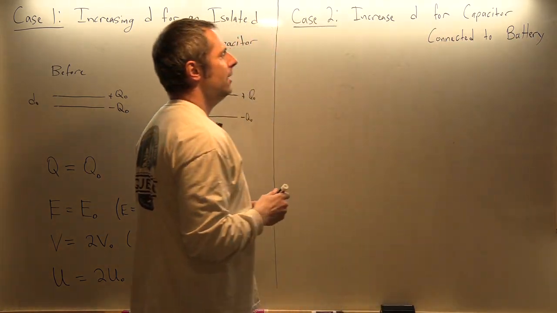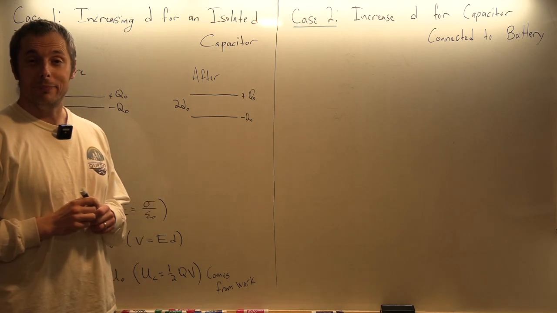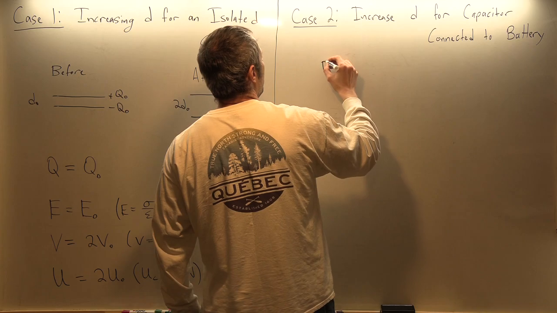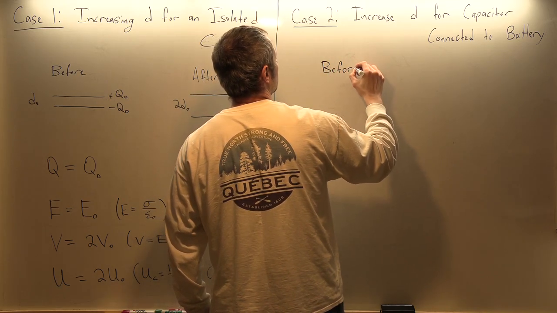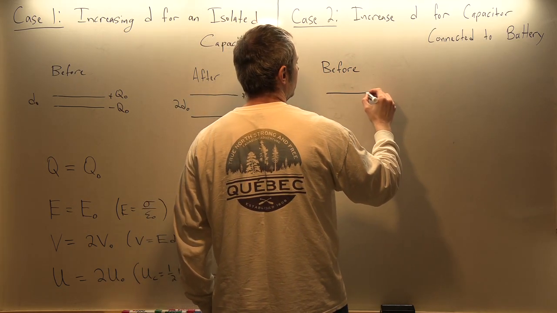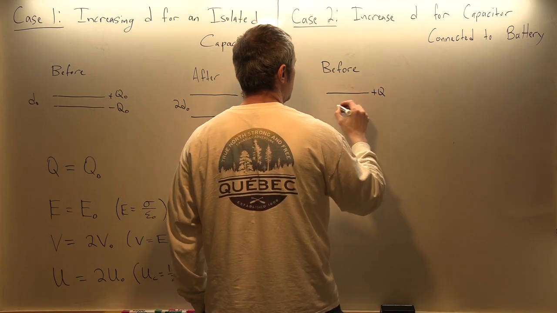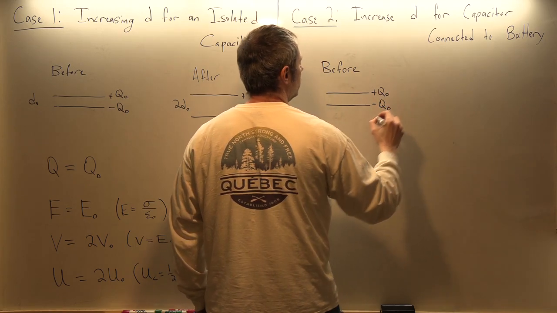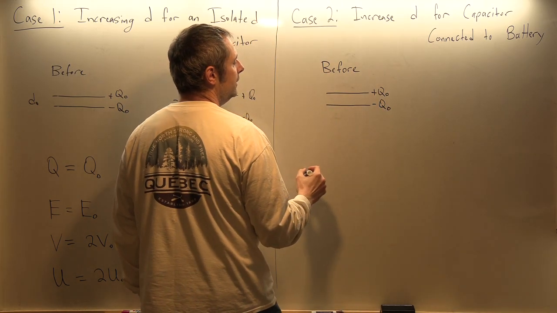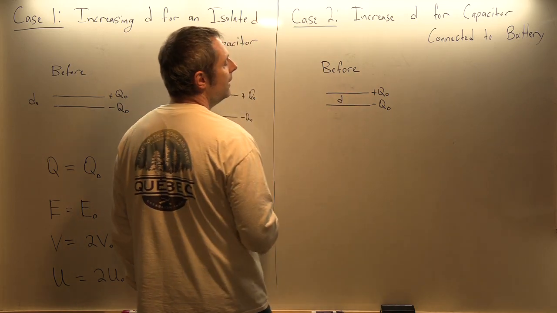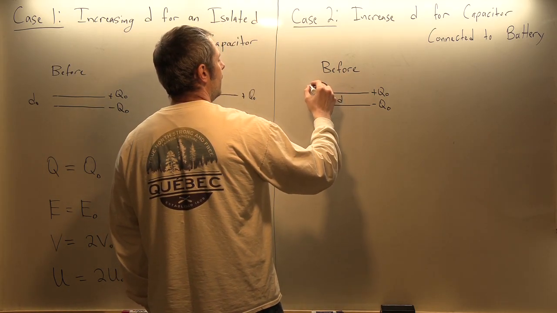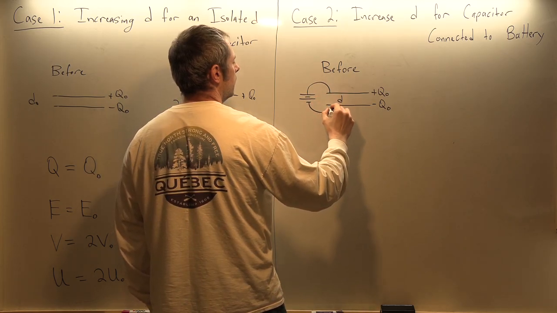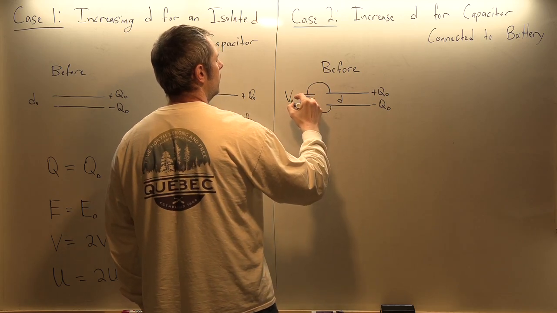a capacitor that remains connected to a battery this time, not isolated. So this is the before picture. We've got our capacitor like this, plus Q, and then minus Q. A certain distance D apart. Maybe I'll put the D over here because what I want to do is hook up a battery like this. Voltage 0.